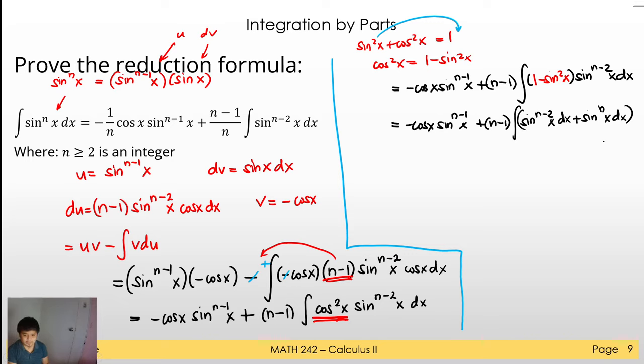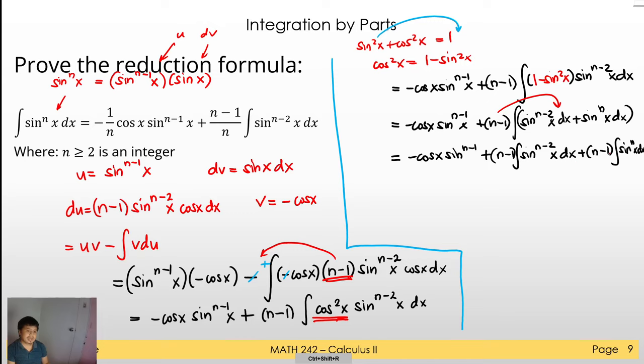Okay. So what now? What we can do here is that we can simplify this integral. We can distribute this to the other side. So we have n minus 1 integral of sine raised to n minus 2 x dx, and then we have plus n minus 1, and then the integral of sine raised to n x dx, right? So what happens here is that we have the original integral here, right? We're trying to find the integral of sine raised to n x dx.